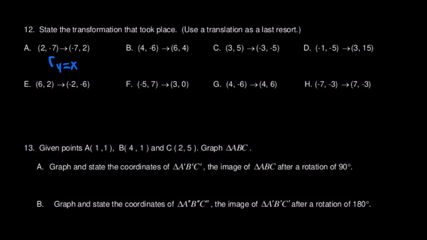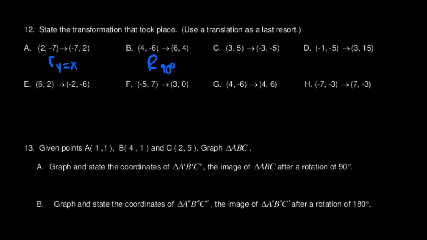The next one, (4, -6), became (6, 4). So not only did I change the order, but this one was negated, because notice it's positive here but negative there. So this rule is (-y, x), and if you look at your study guide, that is a rotation of 90 degrees. Letter C, (3, 5) became (-3, -5), so I didn't do any switching, I just negated both.